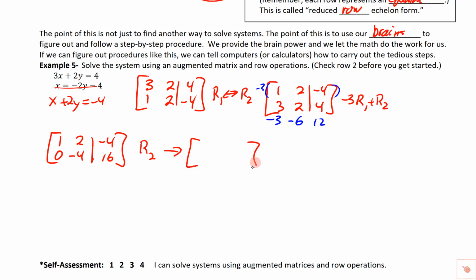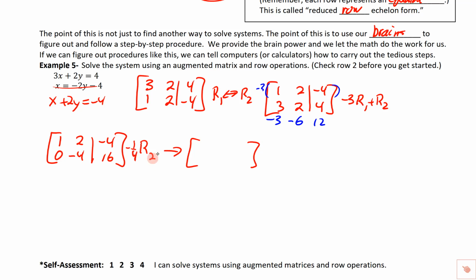So we're going to change that. Now, stop and think. What do I multiply -4 by to turn it into a 1? Well, we want to undo that -4. We want to multiply by the multiplicative inverse. So that's going to be -1/4. So we're going to do -1/4 times row 2.